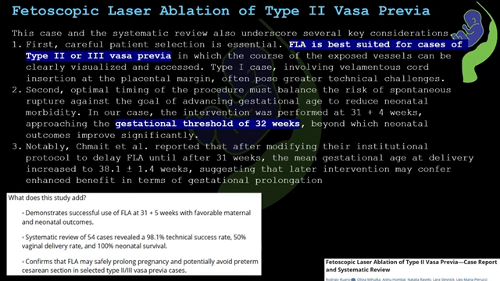Whereas FLA in type 1 vasa previa is technically very challenging because we have to ligate the vessels that are running between the cord and the placenta. So the exposed fetal vessels may be too close to the placental margin, making it too difficult and risky to ablate the vessel safely. Also, performing FLA between 31 to 32 weeks of gestation can not only safely prolong the pregnancy, but also improves the neonatal outcome significantly.